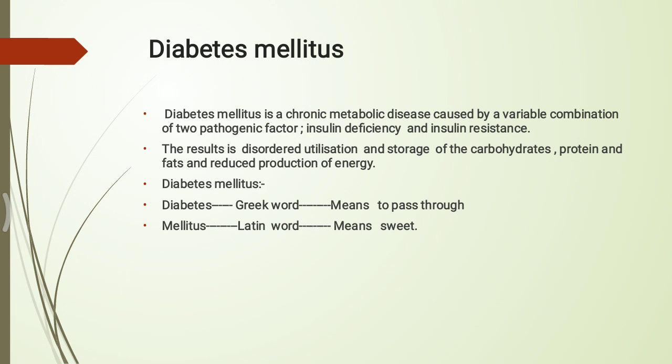Diabetes mellitus. Diabetes is a disease that occurs when blood glucose, also called blood sugar, is too high. Blood glucose is your main source of energy that comes from the food you eat, right?